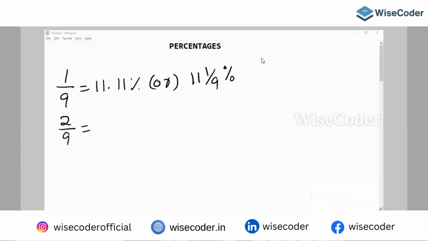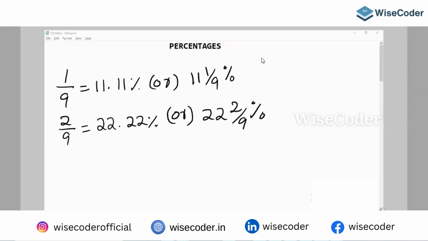So 2 by 9. What is 2 by 9? LHS into 2, RHS into 2. So that will give you 22.22%, or we can say it as 22 2 by 9%.